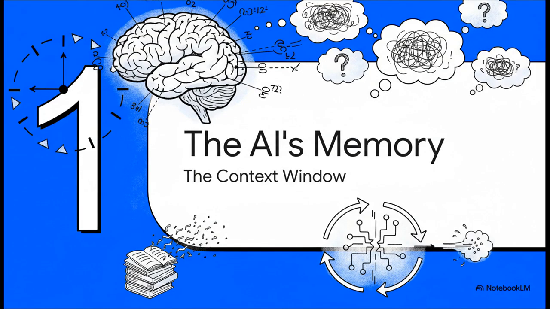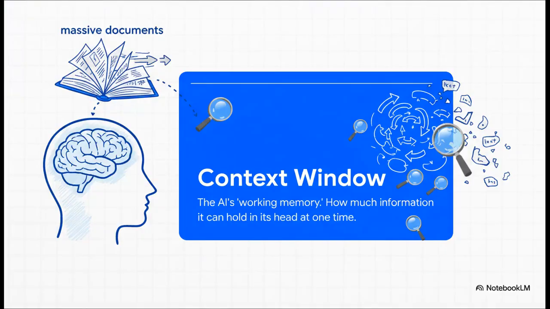So, to solve this, first we really need to get our heads around the core limitation we're fighting against here, and that is the AI's memory. The big technical term you'll hear is context window, but forget the jargon. Just think of it as the AI's short-term memory. It's working memory. It's basically how much stuff the AI can hold in its head at one time to think about your question. If your document is bigger than its memory, it literally starts forgetting the beginning by the time it gets to the end.